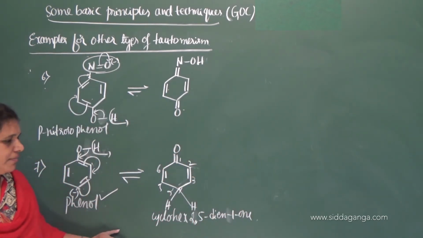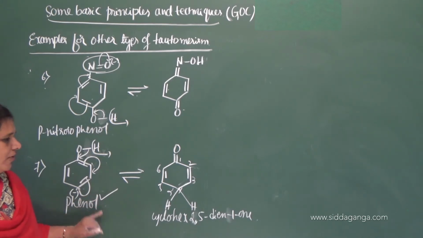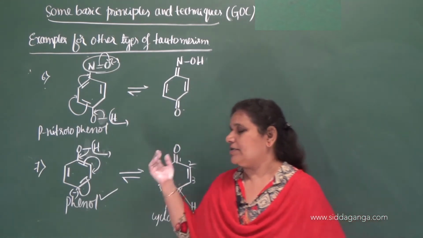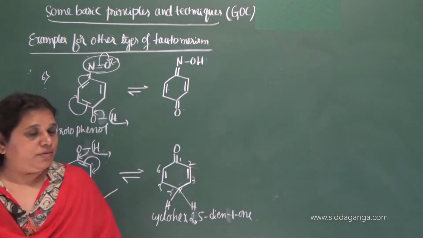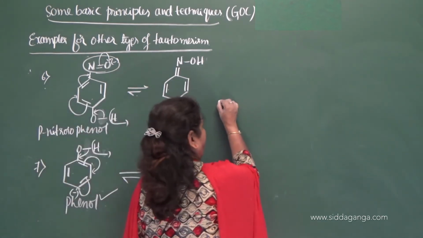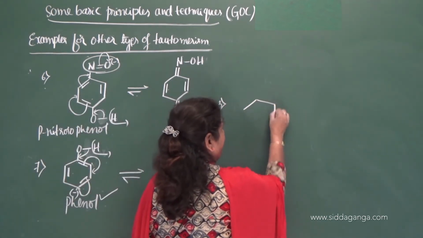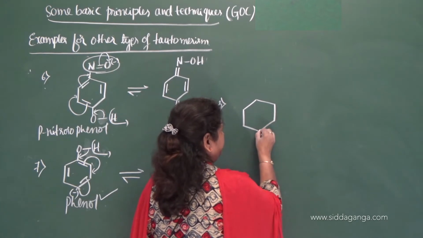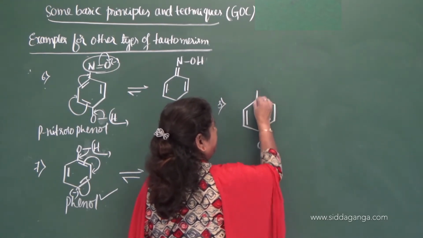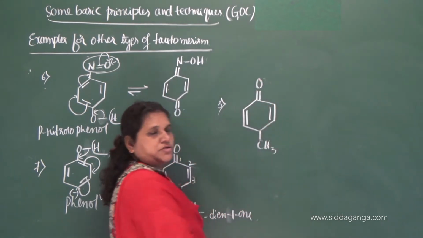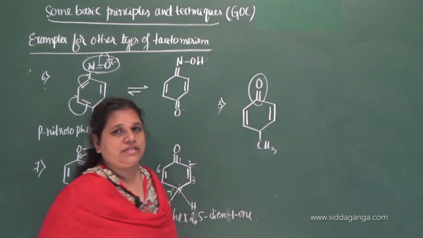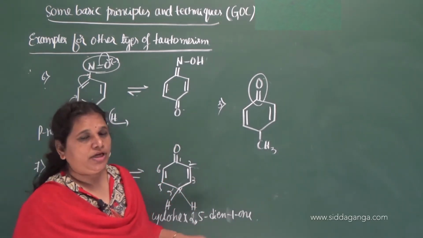So this is about the keto form, conversion of keto form to enol form, and in these two examples I have given the conversion of enol form to keto form. You can take one more example here. See the example. Methyl group, and here is a double bond, and here is oxygen. Now it is in keto form. Keto form is there. We need to convert it into enol form.